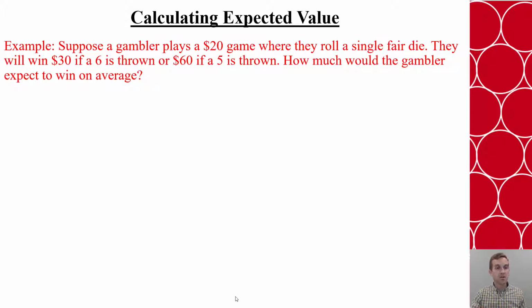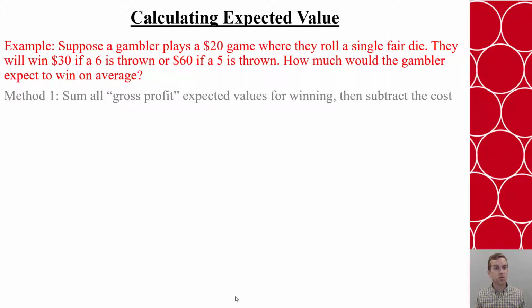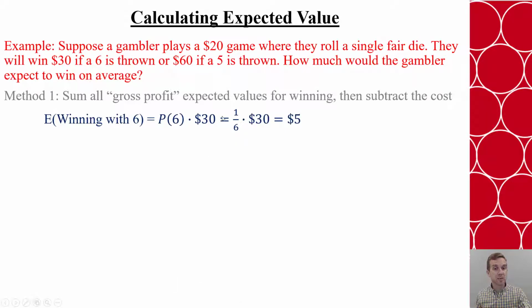So if we look at the first method, that gross profit idea, we're going to calculate the expected value of winning on a 6, calculate the expected value of winning on a 5, and then subtract out the cost to play. So the probability of winning on a 6 would be 1/6 times $30, because you have a 1 out of 6 chance on a die to roll a 6. And when I multiply them, the expected value would be $5. So if that was the only thing, we'd say the expected value of winning with the 6 is $5.